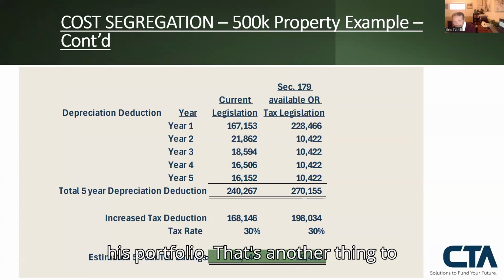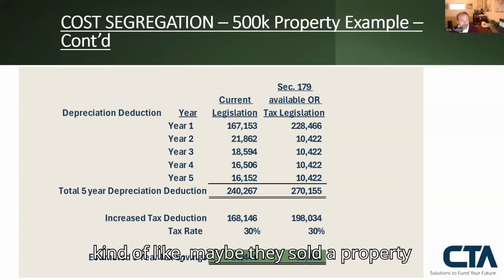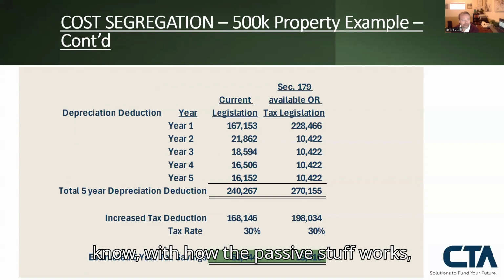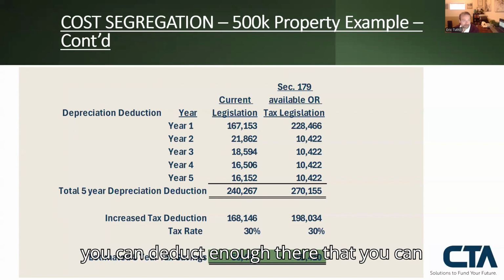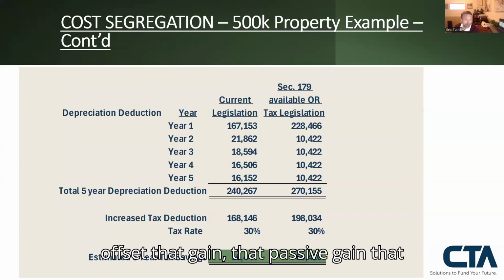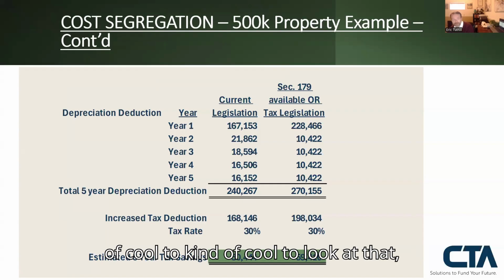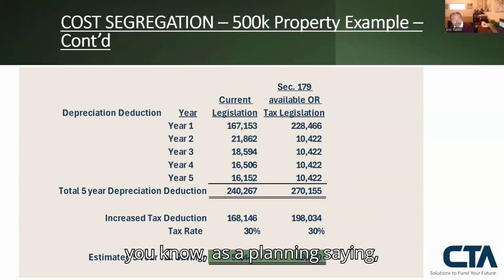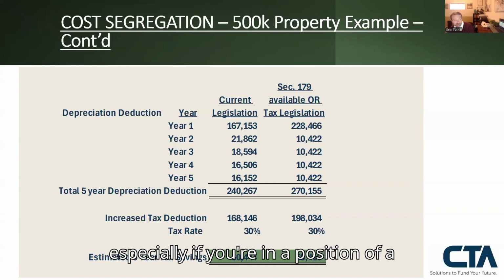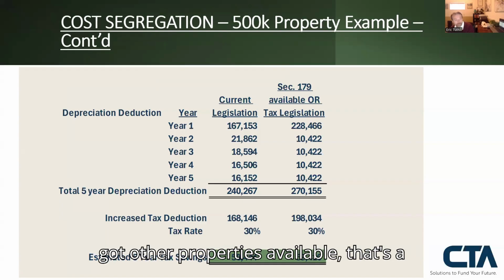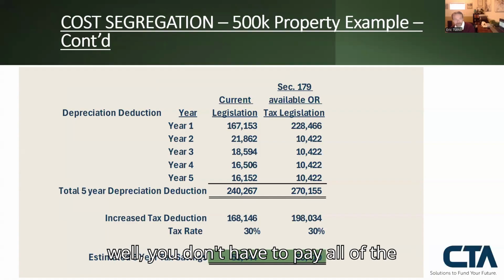That's another thing to consider: maybe they sold a property last year, and they still had another property on the books. With how the passive rules work, you can deduct enough there that you can offset that passive gain you would have had. So it's kind of cool to look at that as a planning thing, especially if you're in a position of a sale in 25 and they've got other properties available. That's a really unique way to say you don't have to pay all of the tax right now.